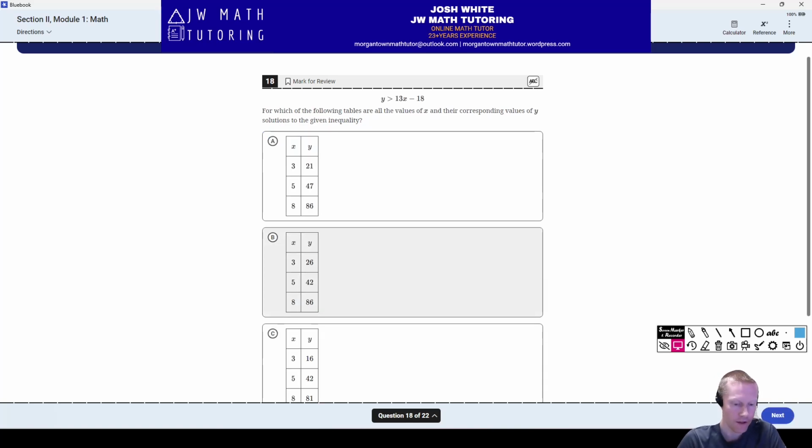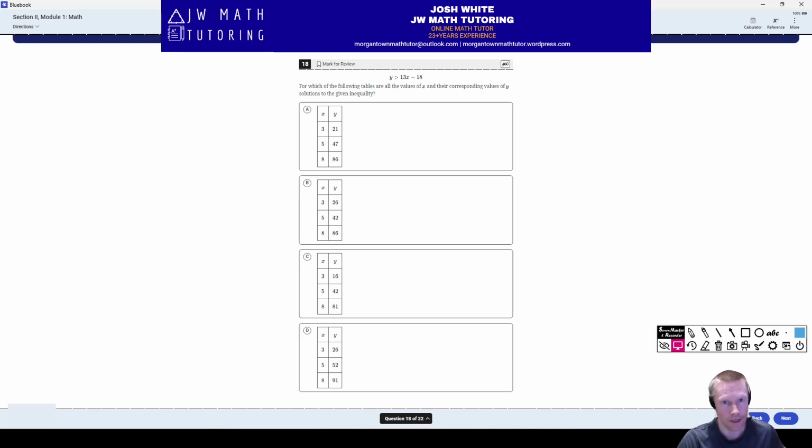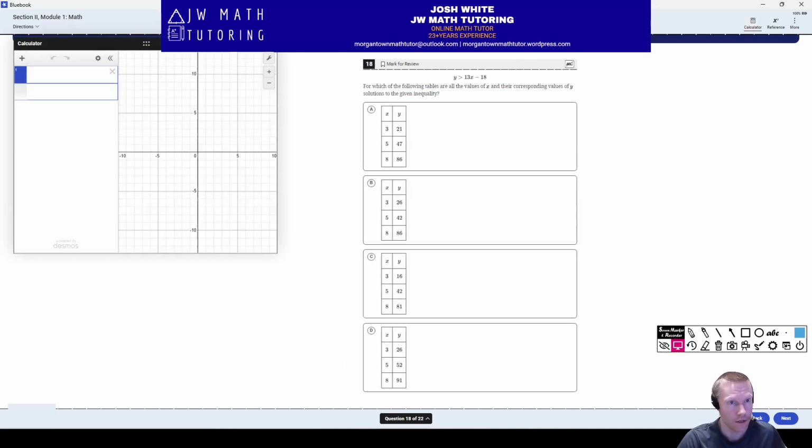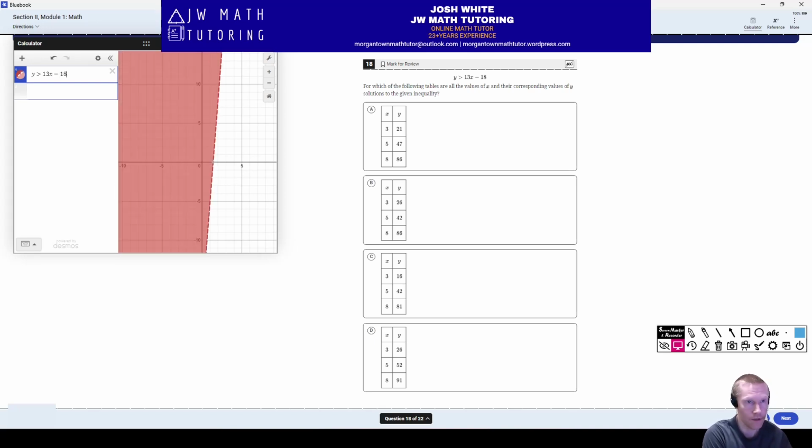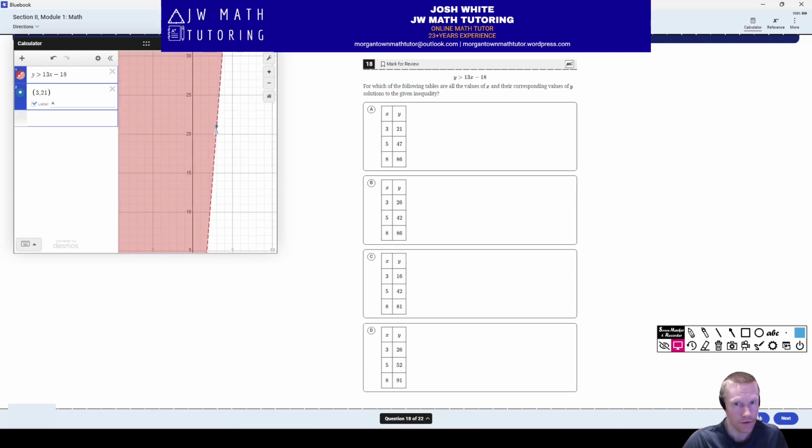All right, next up we have a linear inequality, 2 variables. They want to know which of these tables of values are solutions to this inequality. So pretty easy. Let's just go to Desmos. There we go. Now we can get all 4 answer choices on the screen. So first thing I'm going to do is just graph this, and then I'm going to start with answer choice A, with the first point, label it. Okay, so is it in the solution set?